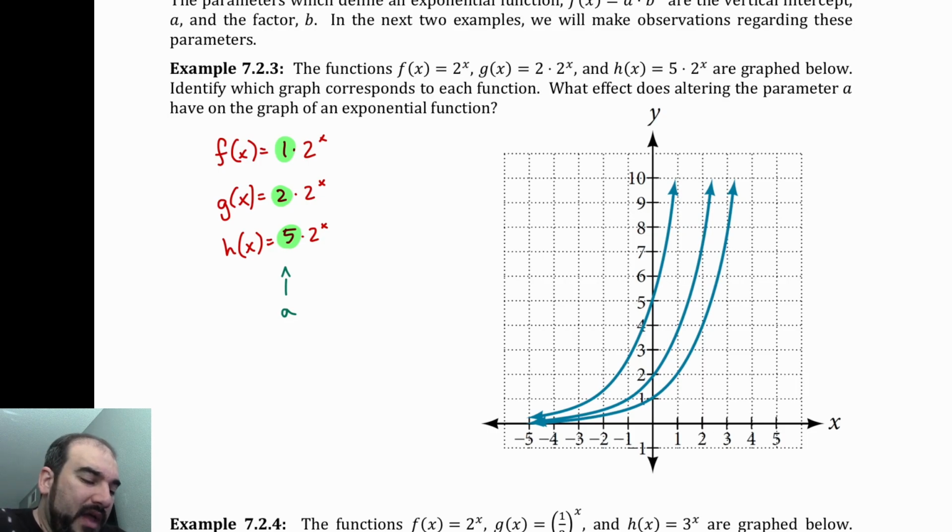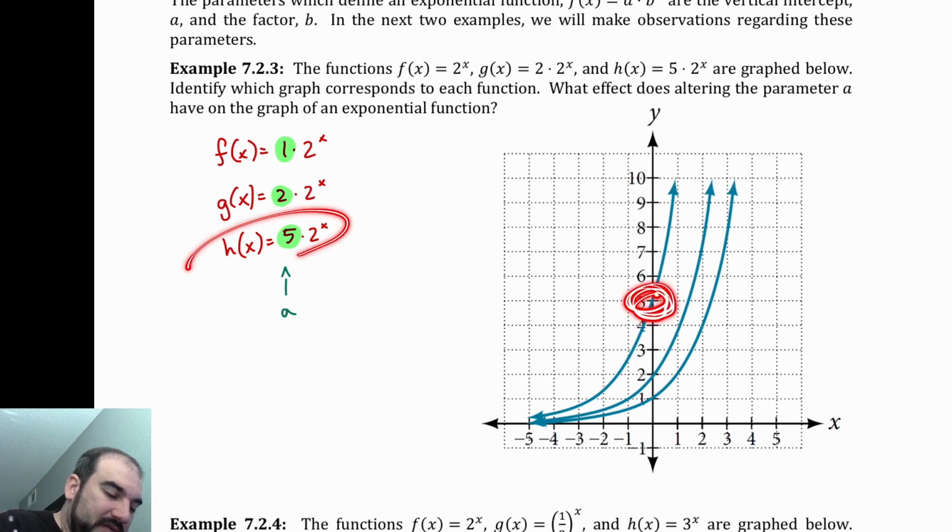Right? They all have the same b value of 2, which means they'll all have the same general shape. But the a value determines where we cross the y-axis. So this one that crosses the y-axis at 5 is going to be 5 times 2 to the x. So this here will be h of x.